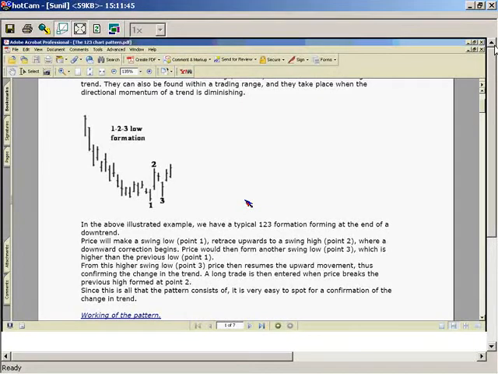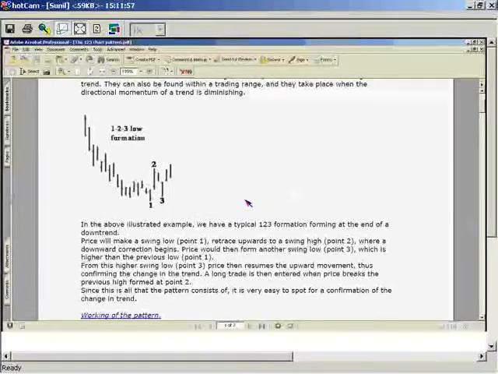Okay, this is a 1, 2, 3 formation. This is where I enter. This is where my entry is. This is where my stop is. This is where I exit my trade. This is where I will scale out of my profits. This is what I will do if price goes against me.